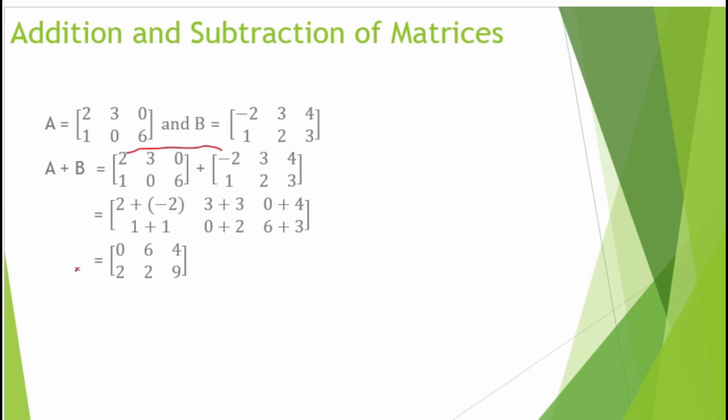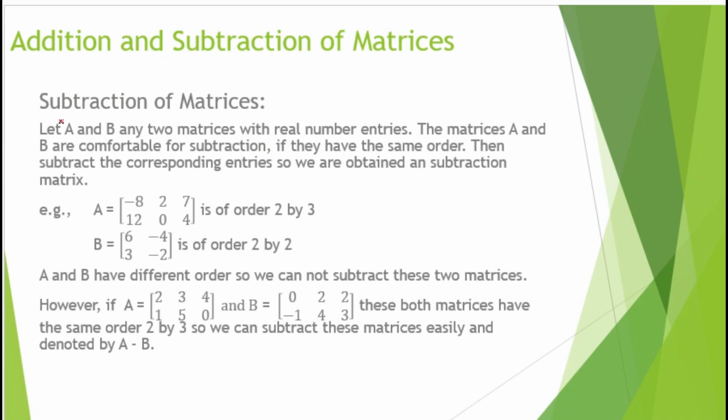Addition of matrices is a very simple process. We can easily add their entries. Only one condition should be satisfied: their order must always be the same. Then we can add two matrices easily. Next is subtraction of matrices.